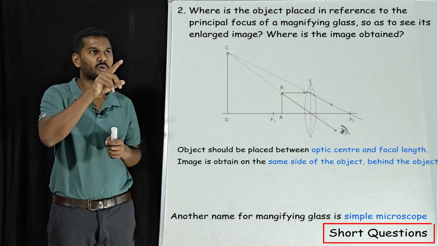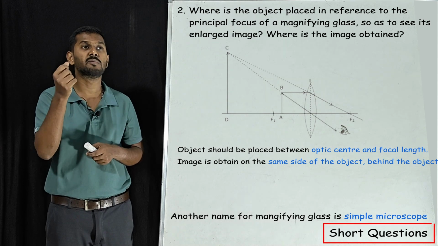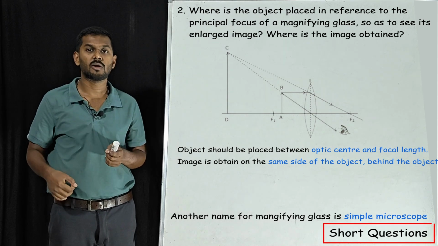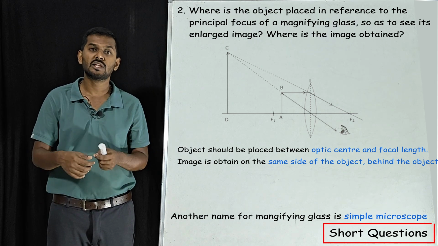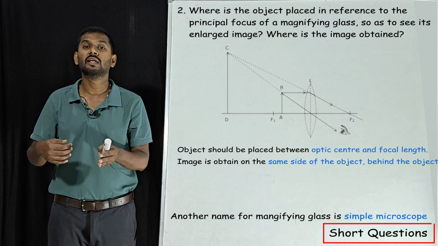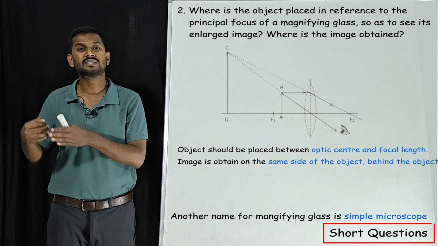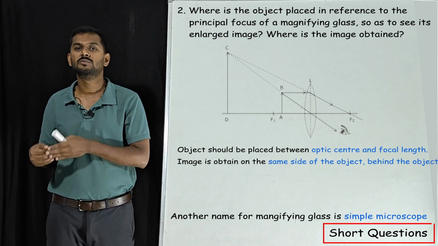Okay, then one more question we have, where is the image formed? The image is formed behind the object, the enlarged image, correct? The enlarged image is formed behind the object on the same side.